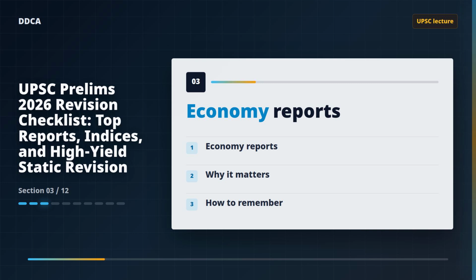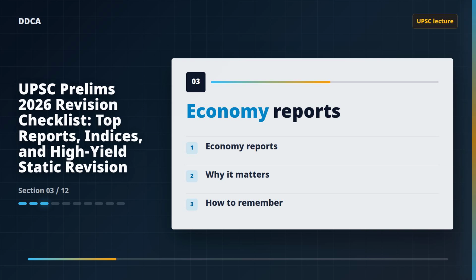Then comes the Union Budget, which is also crucial for schemes, taxation, expenditure, and government priorities. From the international side, students should keep track of reports from the World Bank, IMF, OECD, and UN agencies, but only at the level of subject and broad takeaway. For example, if the question is about poverty, inflation, human development, or inequality, the institution matters more than a number.